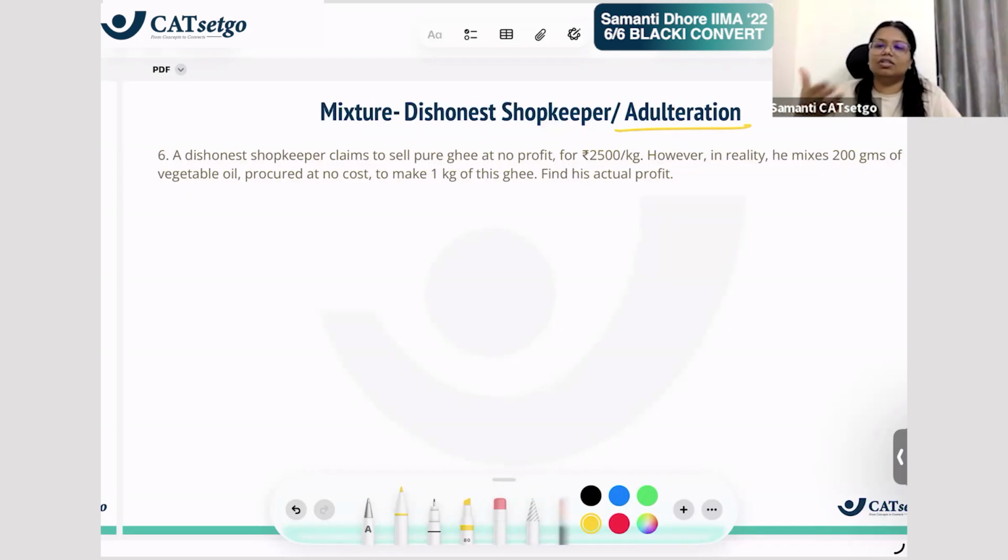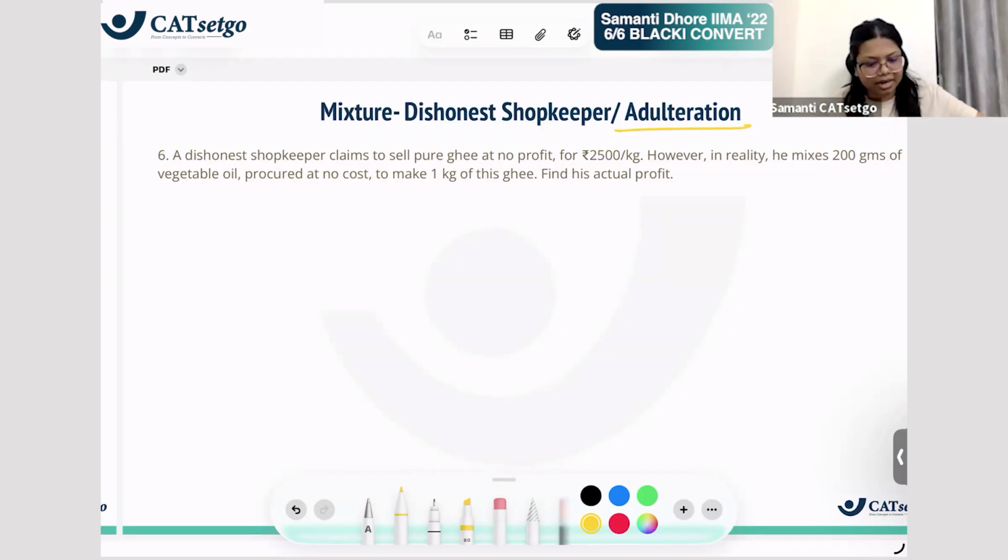So this is exactly what dishonest shopkeepers do. They either cheat in the weight or they mix impurities and do not sell the quantity or the quality that they are promising. And that is how they end up increasing their profit. Why? Because they are dishonest. We will never do it, because we are not dishonest. But those dishonest shopkeepers will, and our job is to catch them. So this is how adulteration and dishonest shopkeeper questions are going to work.